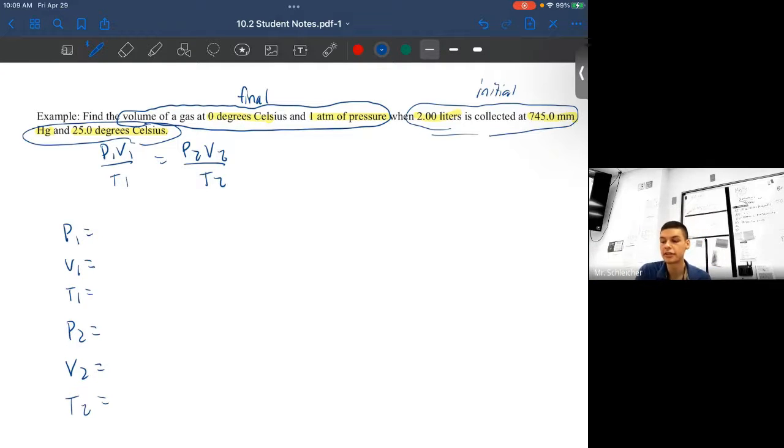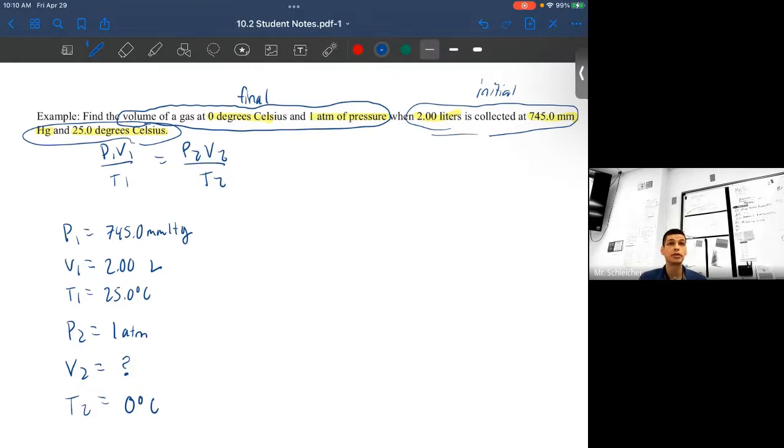So it looks like the initial pressure is 745.0 millimeters of mercury. It looks like the initial volume is 2.00 liters. It looks like the initial temperature is 25.0 degrees Celsius. And then just going down, it looks like our final pressure is 1 atmosphere pressure. Our final volume is, I don't know, we're solving for that. And then our final temperature is 0 degrees Celsius.